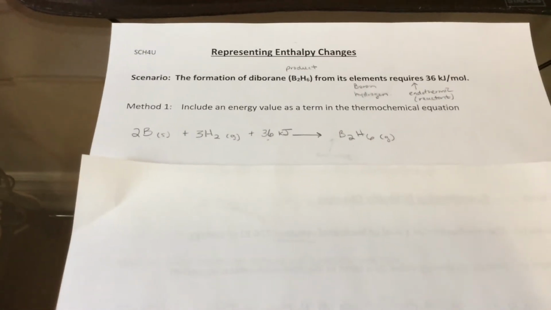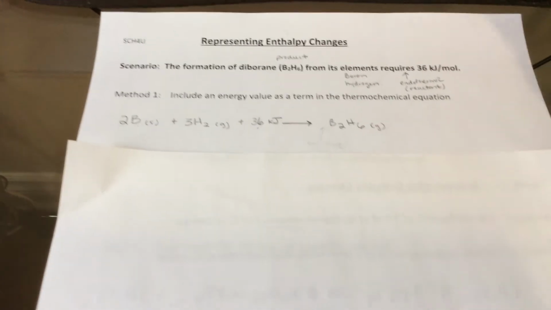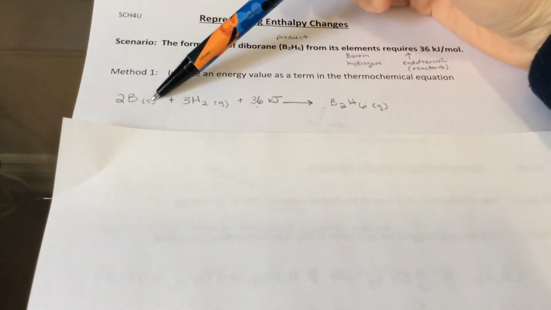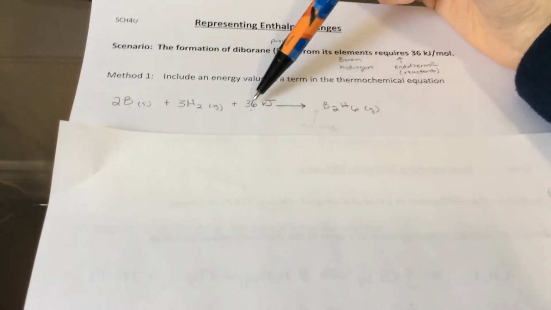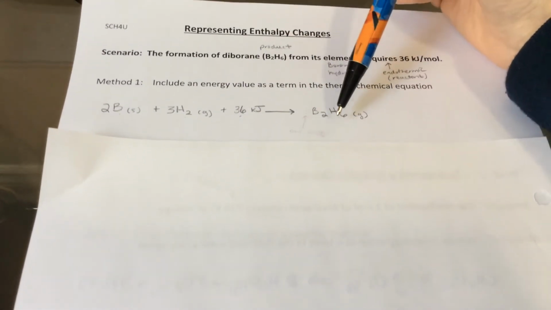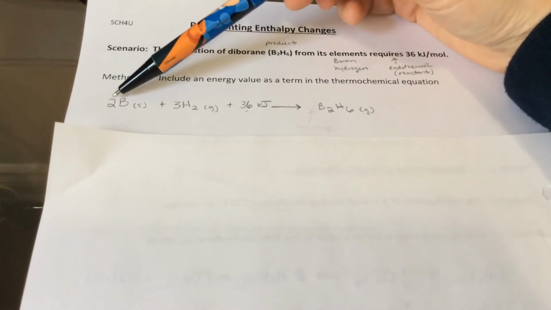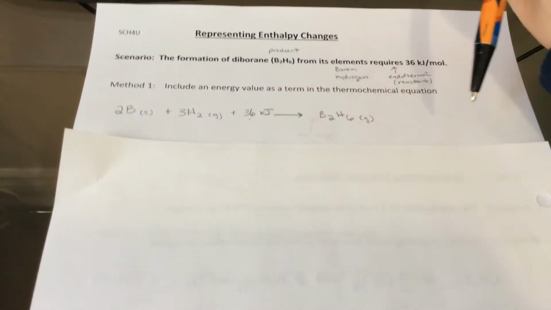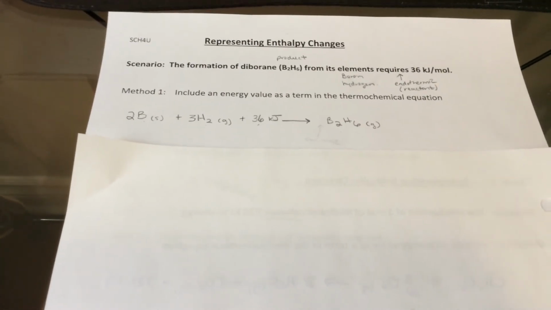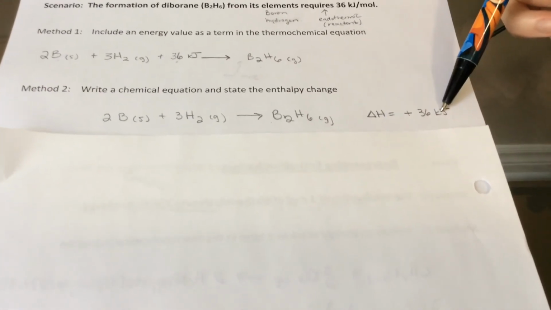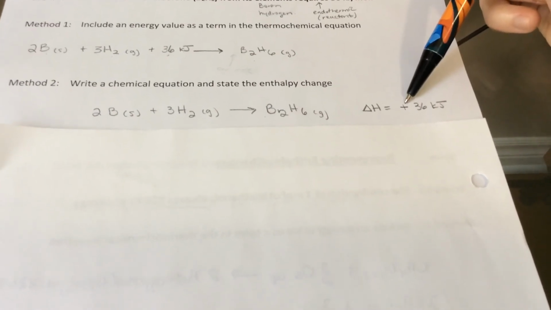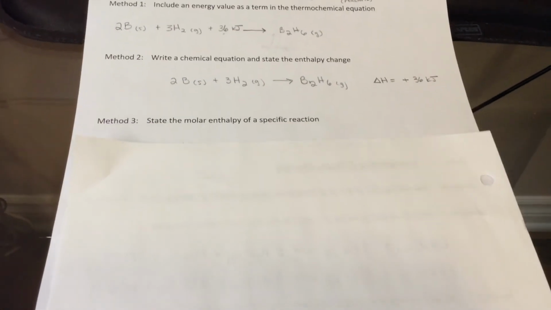So here's the first method to include the energy as a term. So boron exists as a solid at standard temperature and pressure. Hydrogen gas is diatomic. We have our energy needed. We get 1 mole of this, and I have balanced the equation appropriately to make that all connect together. Another way is to write the equation and then state the delta H value over to the right. Now this time it's a positive value because this is an endothermic reaction. Energy is being put in.